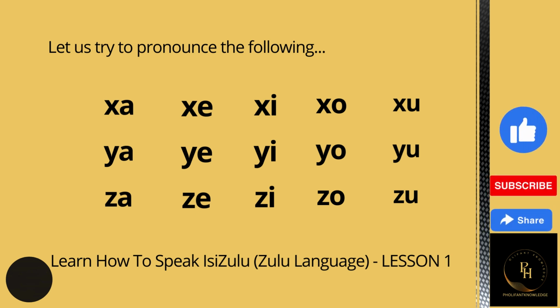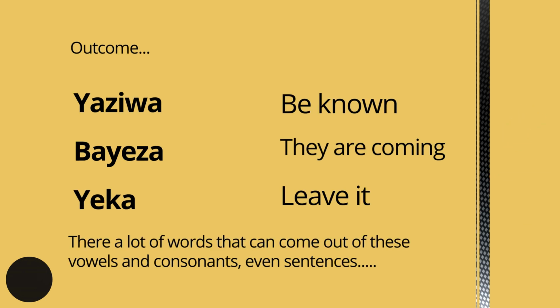There's also ya, ye, yi, yo, yu, and za, ze, zi, zo, zu. This is an introduction to your mind. Next time we'll instill them and practice saying them. So out of all we have seen now, words like this can come out. Yaziwa means be known. Bayeza, they are coming. Yeka, leave it.